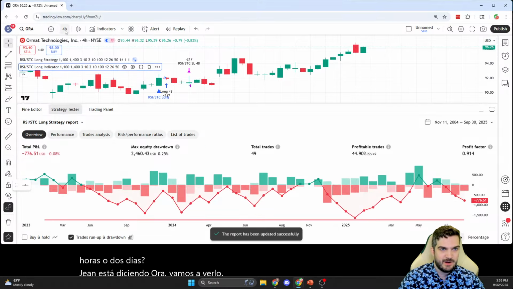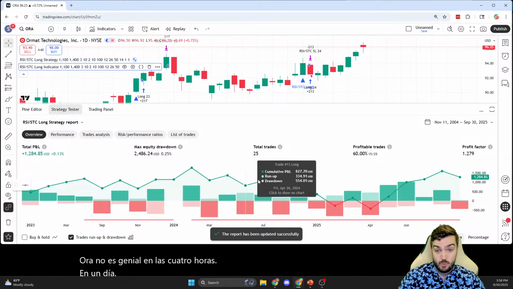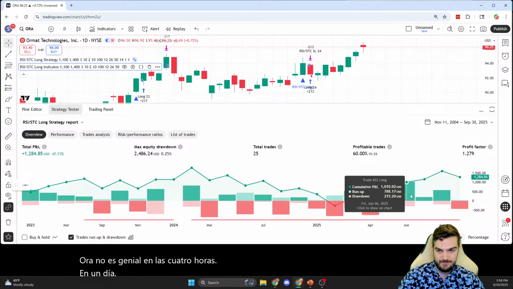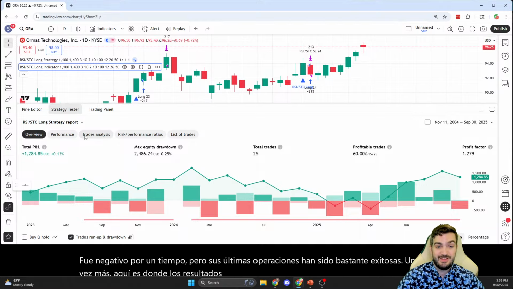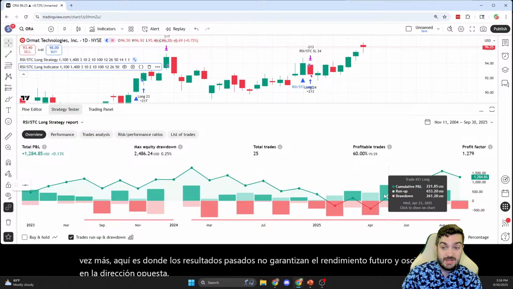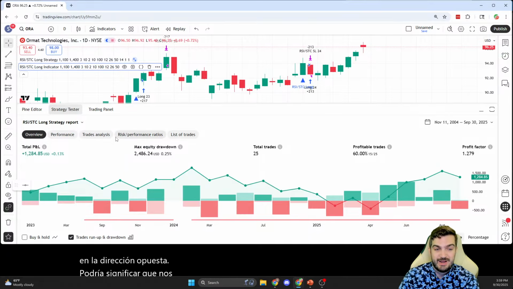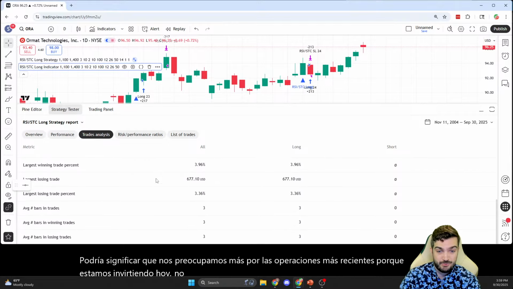ORA. Not great on the 4-hour. On the 1 day, it was negative for a while, but its last couple of trades have been pretty successful. Again, this is where past results don't guarantee future performance, and it swings in the opposite direction. It could mean that we care more about the more recent trades because we're investing today, not in 2024. This one is holding on average 3 days.